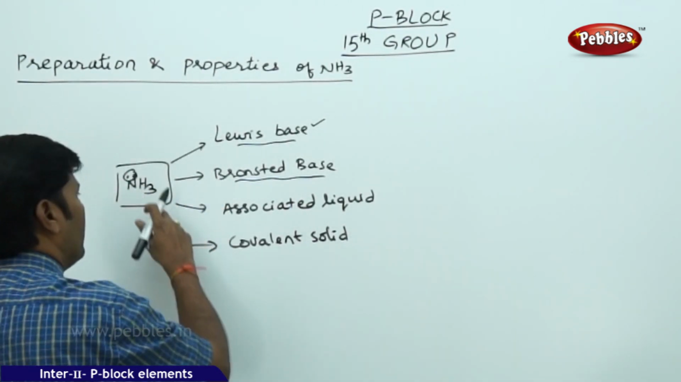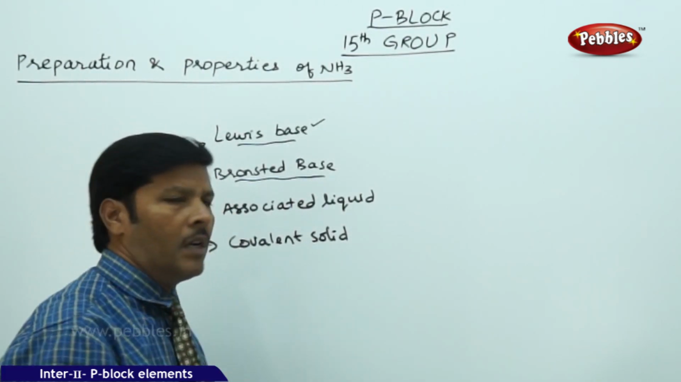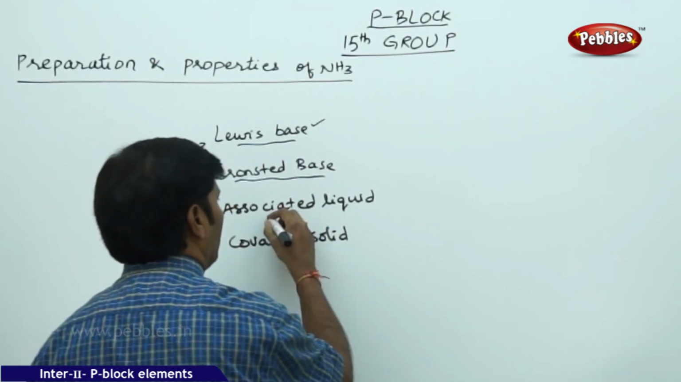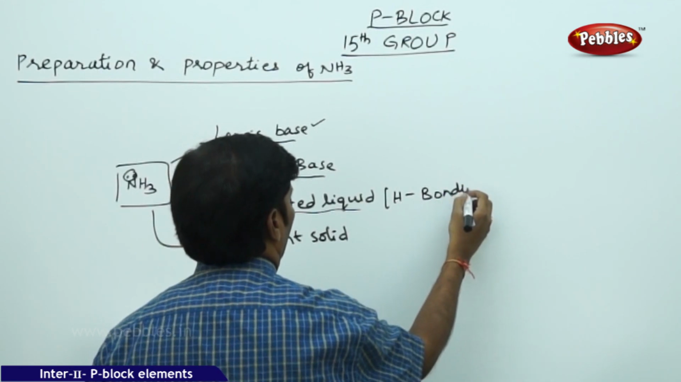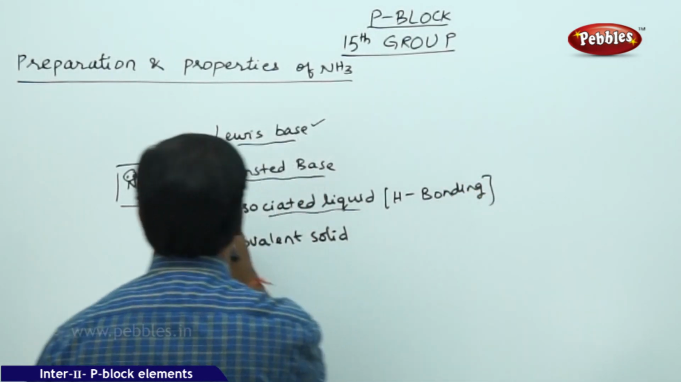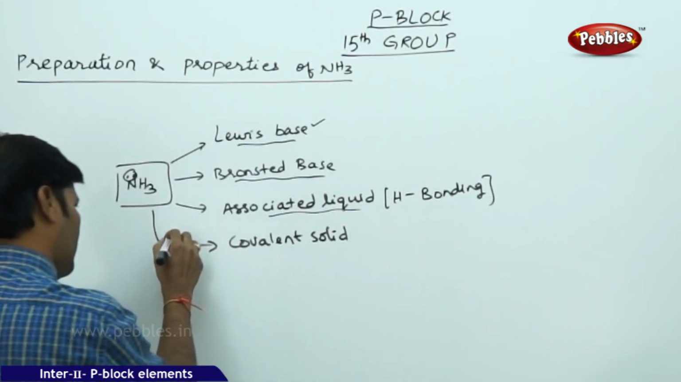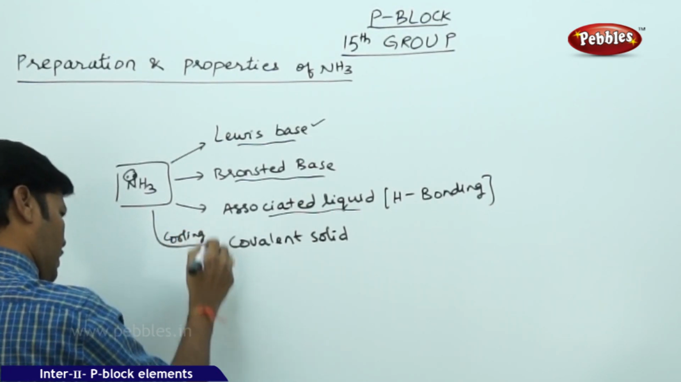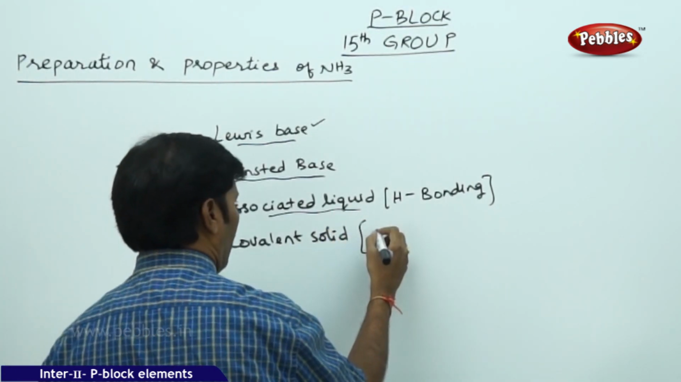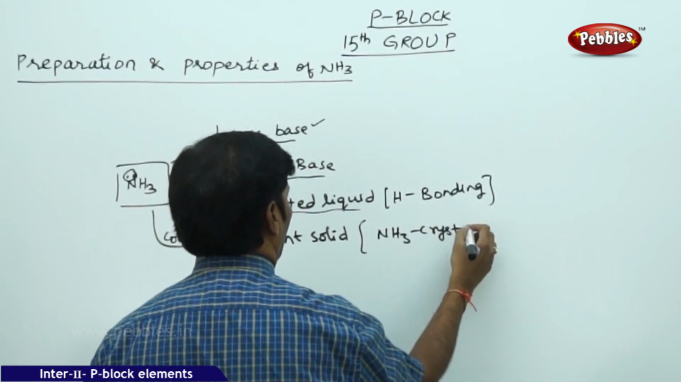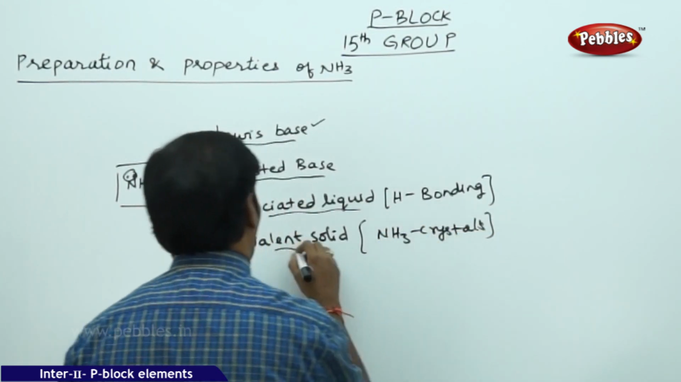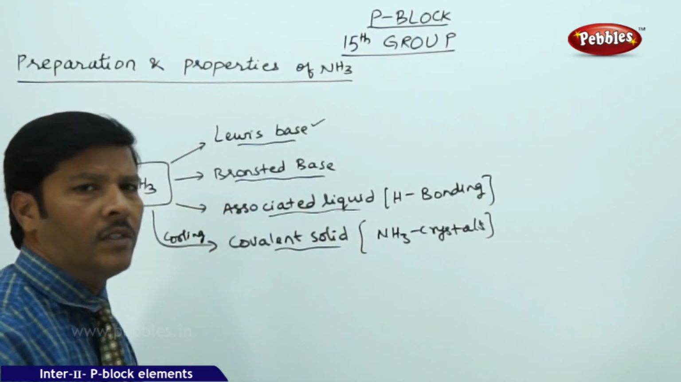Because the ammonia molecule is an associated liquid, it also shows hydrogen bonding. On cooling, ammonia gives crystals. Ammonia crystals can be obtained upon cooling. That's why we can say that it also exists in the form of a covalent solid.